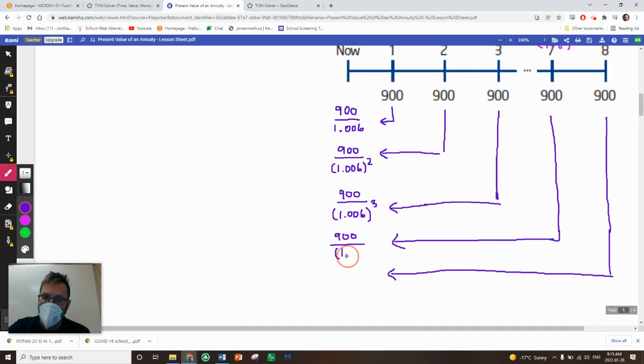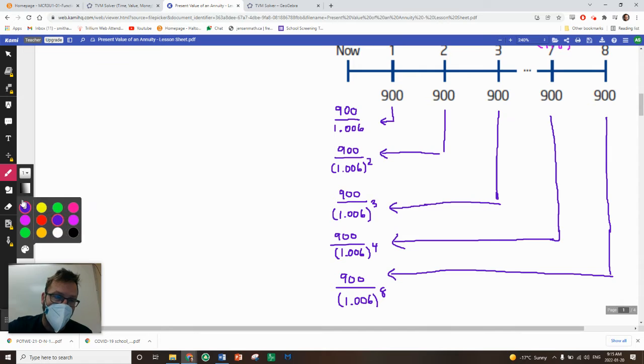900 divided by 1.006 to the power of 4. And finally, 900 divided by 1.006 to the power of, oh, sorry, not 4. That would be 7 because it's the 7th year, right?